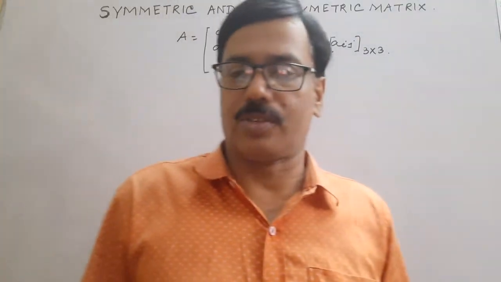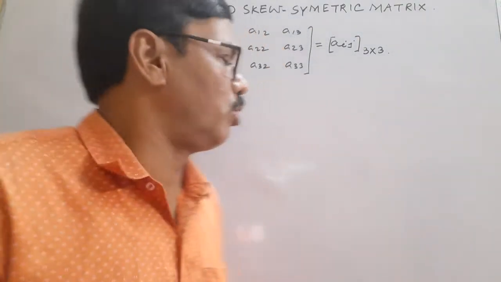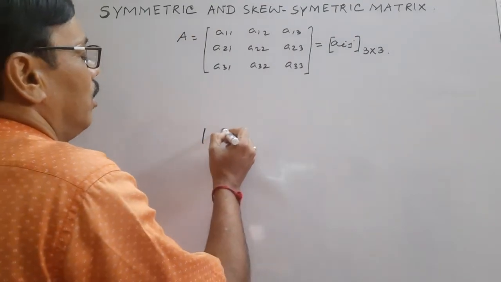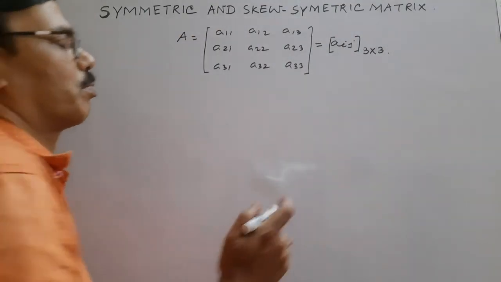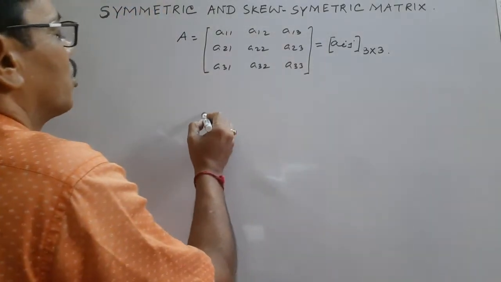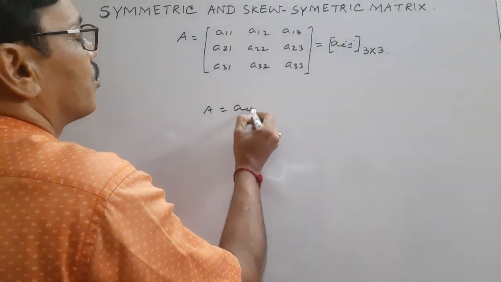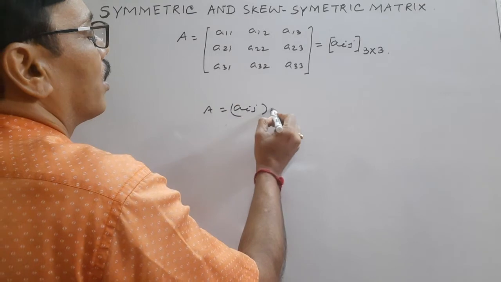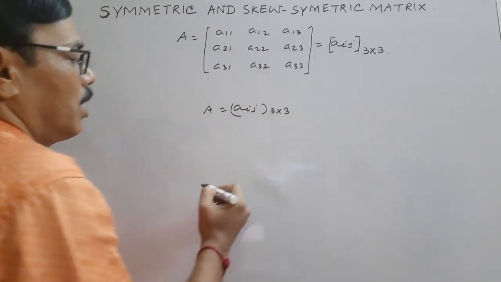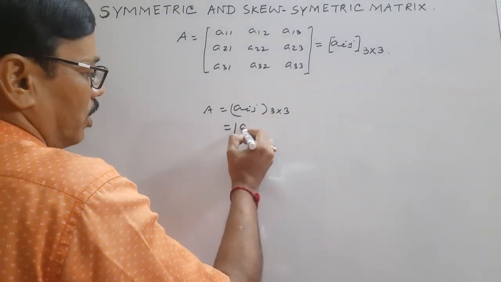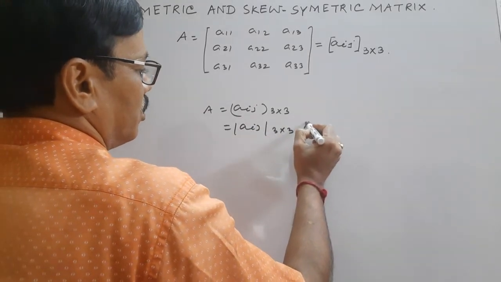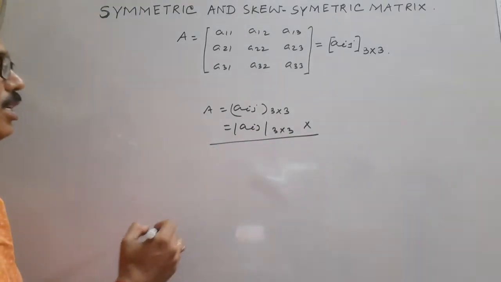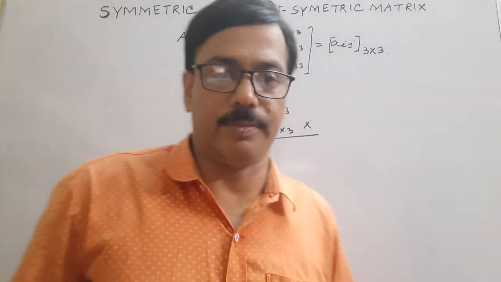You should be cautious about the symbol. Do not use this symbol, because this is the determinant symbol. You may use first brackets also. So A equals to Aij. This is an alternative symbol. But do not put this symbol. All of you know it. So this is wrong. This is the determinant symbol.